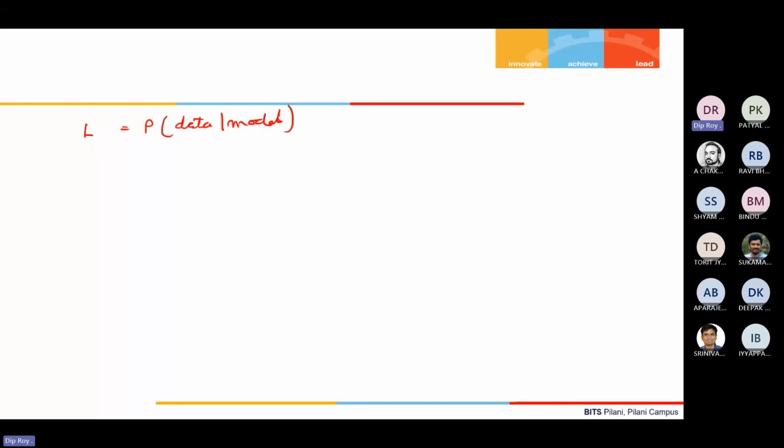So essentially, what does it mean? It means that higher probability translates to fewer bits needed.